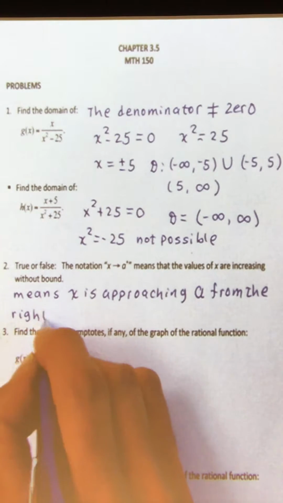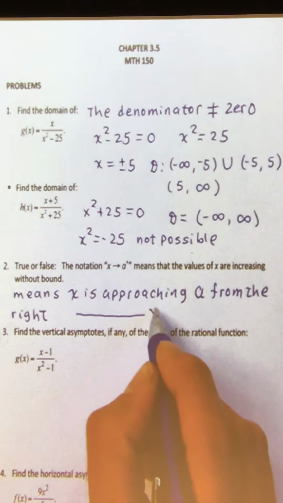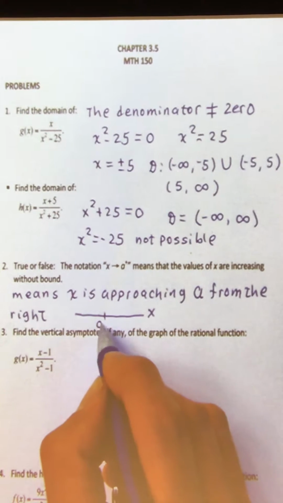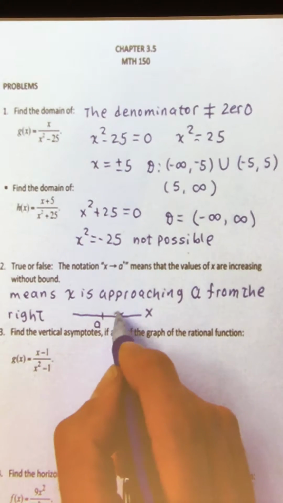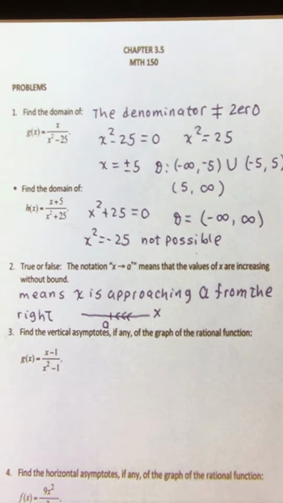So if we were to draw the picture to represent this, there is our x-axis there. Here is our value of a, and x is coming in this way on the right side of a, getting closer and closer to a.